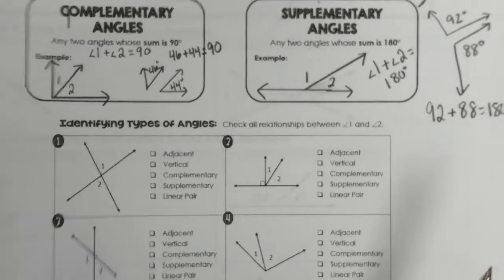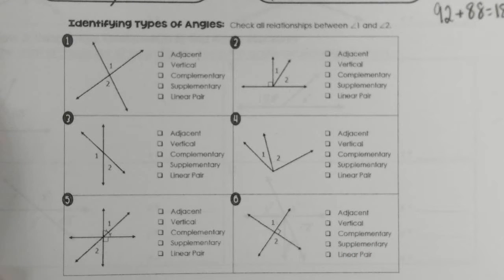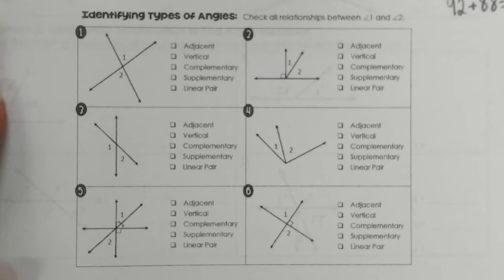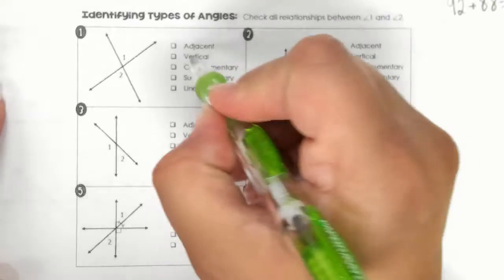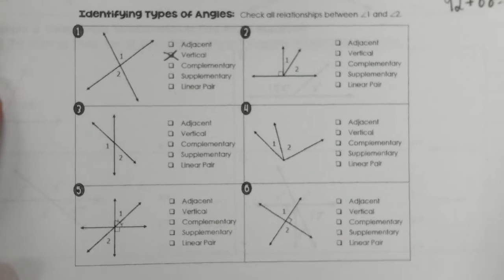Alright, so now, down here it says, can you identify the angles? Check all relationships between angle 1 and angle 2. Okay, so angle 1 and angle 2, they are across from each other, so they are vertical. They don't have anything else in common that we know of.